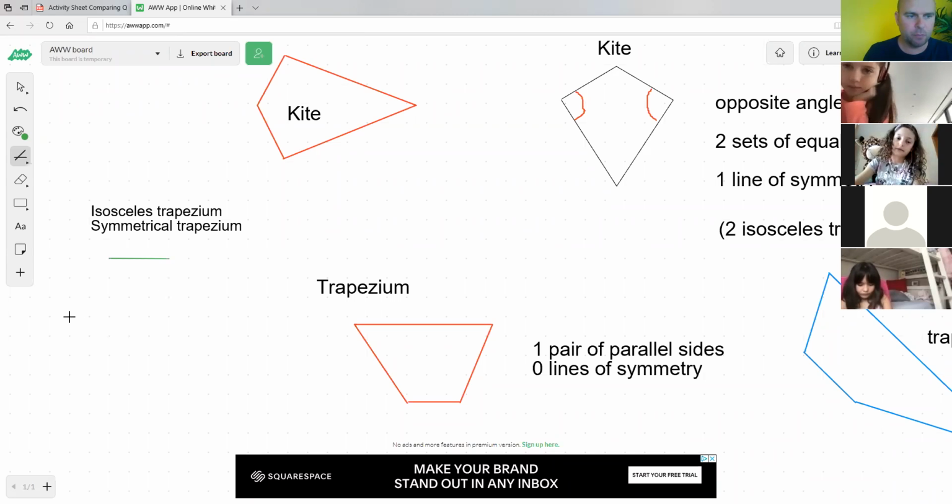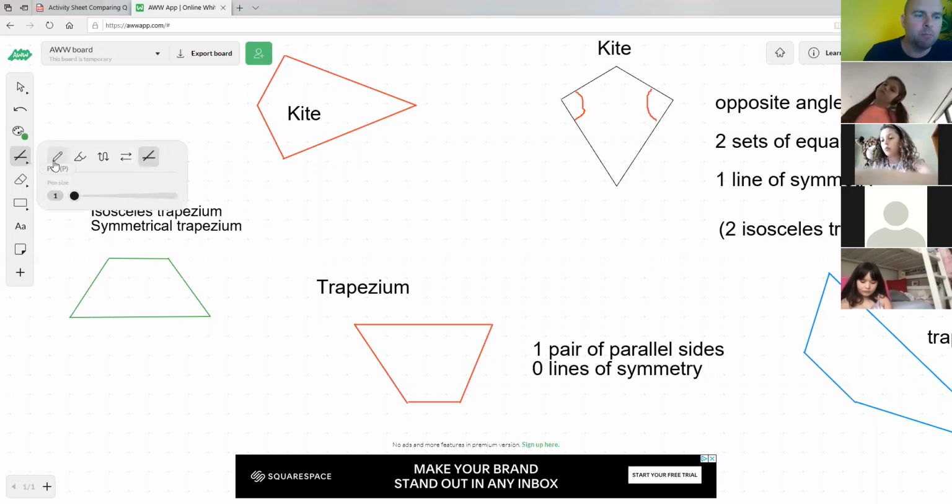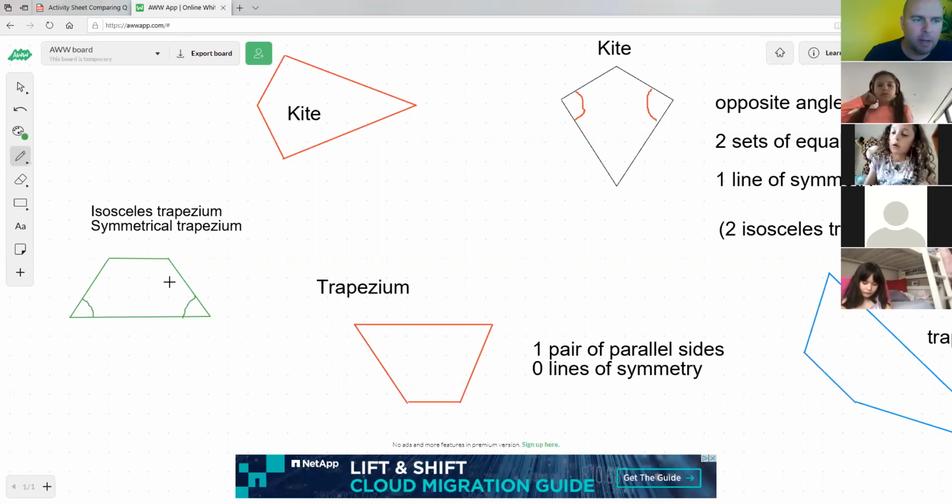It will look like this. These side lengths will be exactly the same length, like this. By definition, it is a trapezium because it has 1 pair of parallel sides, but it's different because we have here an equal angle and an equal angle, and an equal length side and an equal length side.